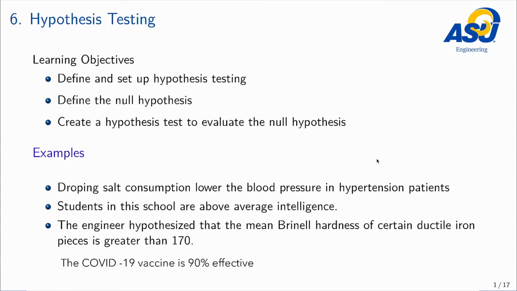And the last example is the COVID-19 vaccine is 90% effective. So how can they publicly say that the vaccine is effective? They in fact have to accomplish a hypothesis testing to come out with this value.